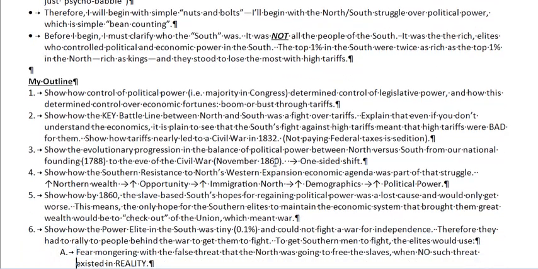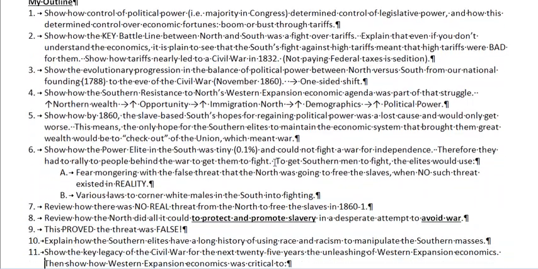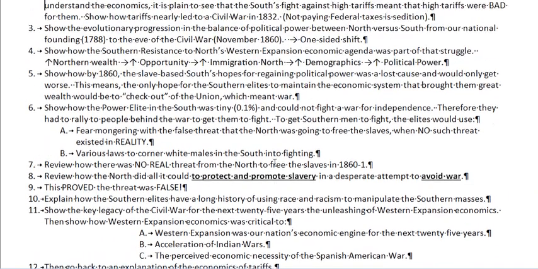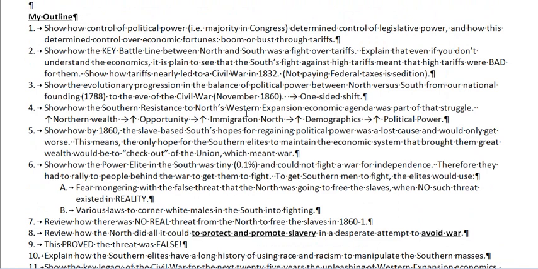All right, so here's my outline, and then I'll take a break here. First thing I'm going to do is show how control of political power, which means essentially majority in Congress, determines control of legislative power, and how this determines control over economic fortunes. Boom or bust through tariffs, right? Make sure you got the president. He's got to sign bills into law, all right? But those bills have to be passed by Congress.